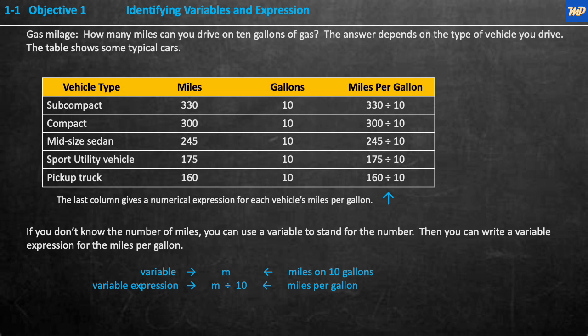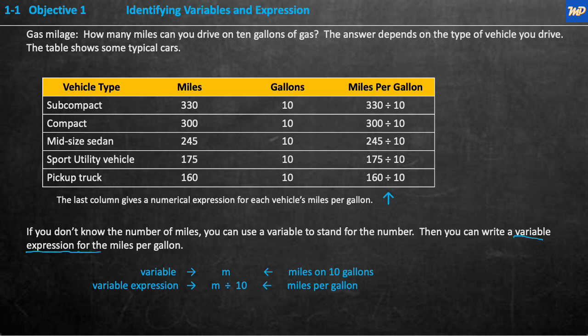So the last column gives the numerical expression for each vehicle's miles per gallon. That's a numerical expression. So if you don't know the number of miles, you can use a variable to stand for the number, and then you can write the variable expression for the miles per gallon. So here we're talking about this right down here at the bottom. We're talking about writing a variable expression.